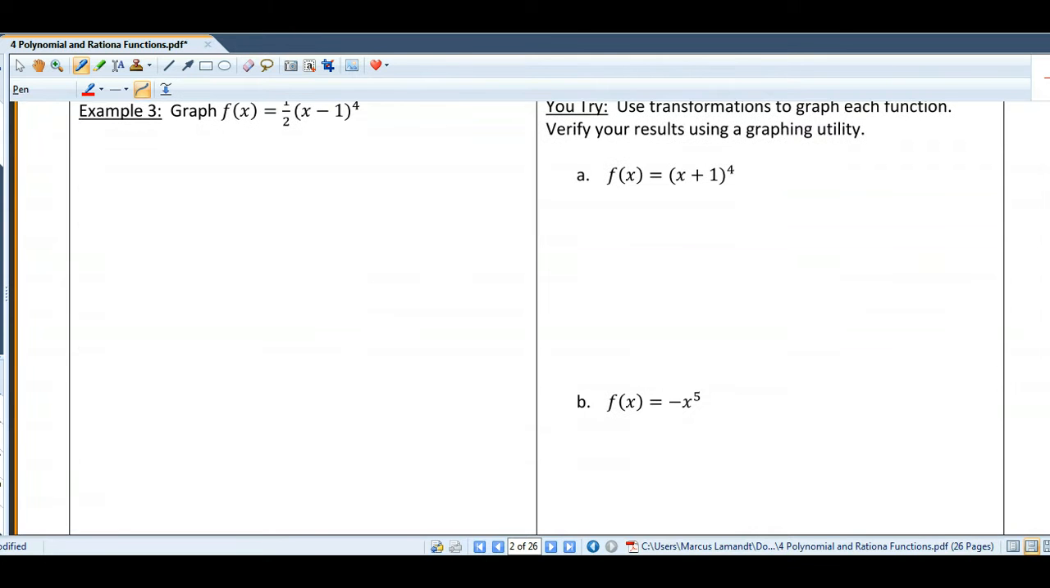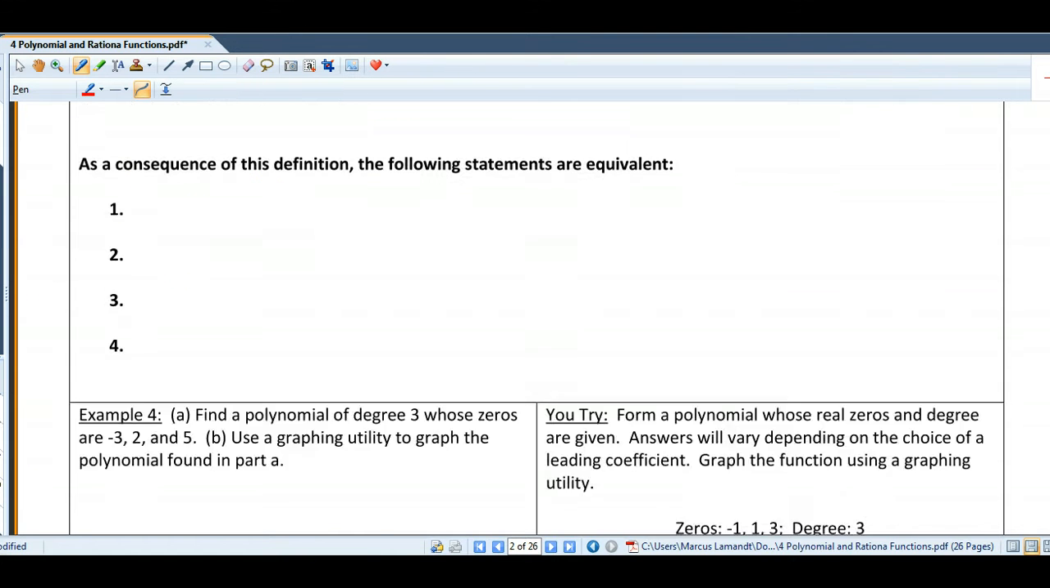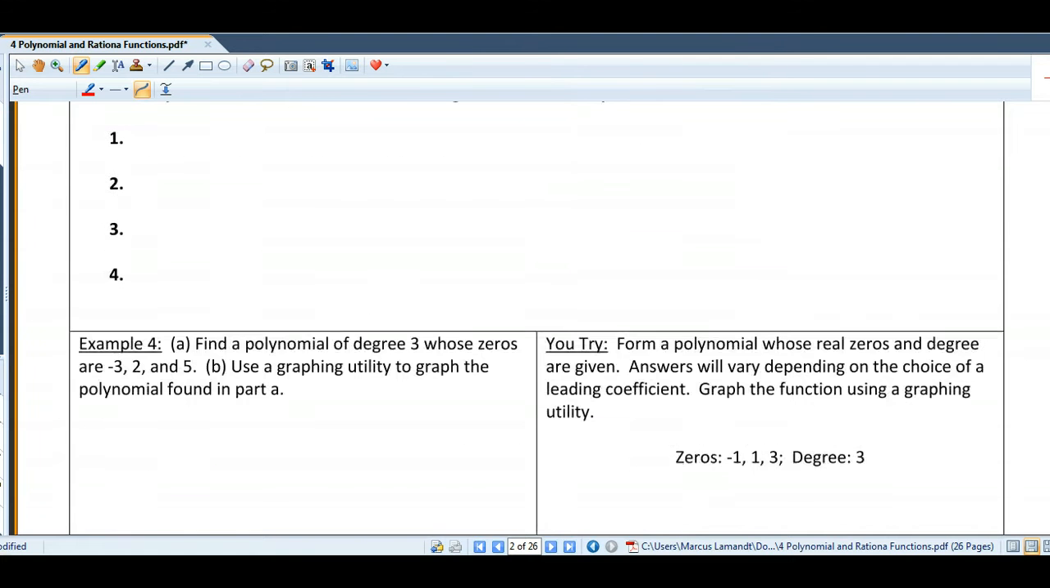Let's try this one. Alright, example 3. Graph f of x equals 1/2 times (x minus 1) to the 4th power. I'll just go ahead and sketch a graph. The graph looks something kind of like this. I subtracted 1 inside the parentheses, so it moved to the right. It's to the 4th power, so it's U-shaped, and the 1/2 causes it to compress. Alright, you guys go ahead and try the try problems. There are 2 of them.